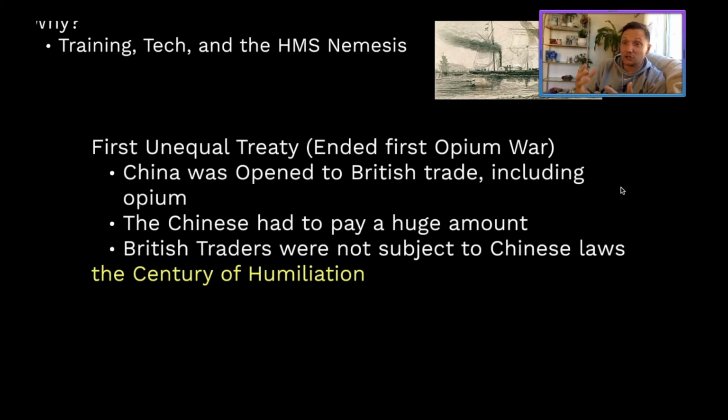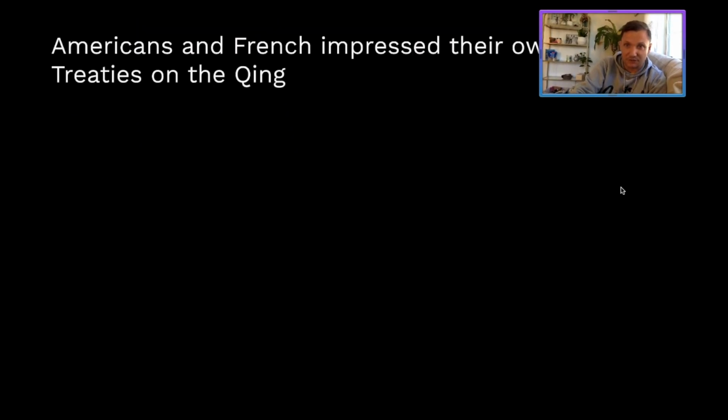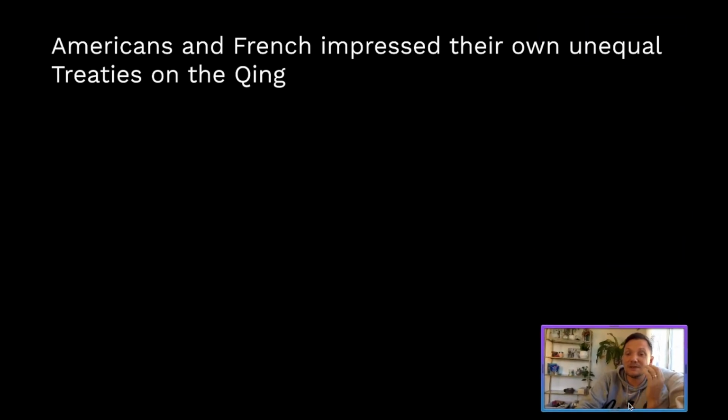So basically, you just created a system where the British are legally allowed to sell drugs inside of a country, and they're also allowed to sell whatever they want inside of these ports that were previously closed to them. And not to mention, if they were to do something wrong, Chinese law cannot punish them, right? This is going to start a period known as the Century of Humiliation for the Chinese, because it's the very first of a series of unequal treaties.